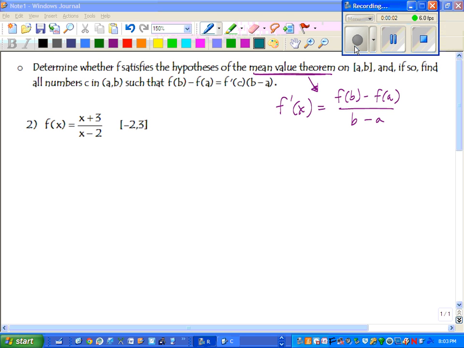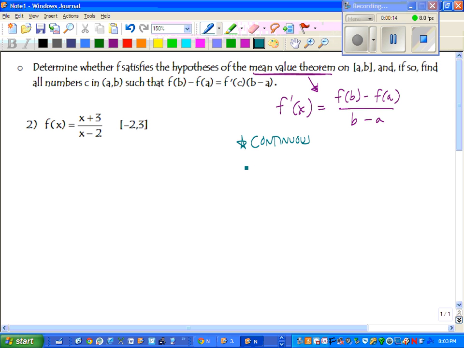All right, for number 2, same directions as number 1. We need to see if this fits the mean value theorem. And for that to happen, remember it has to be continuous on the interval, and it has to be differentiable on that interval. So from -2 to 3.